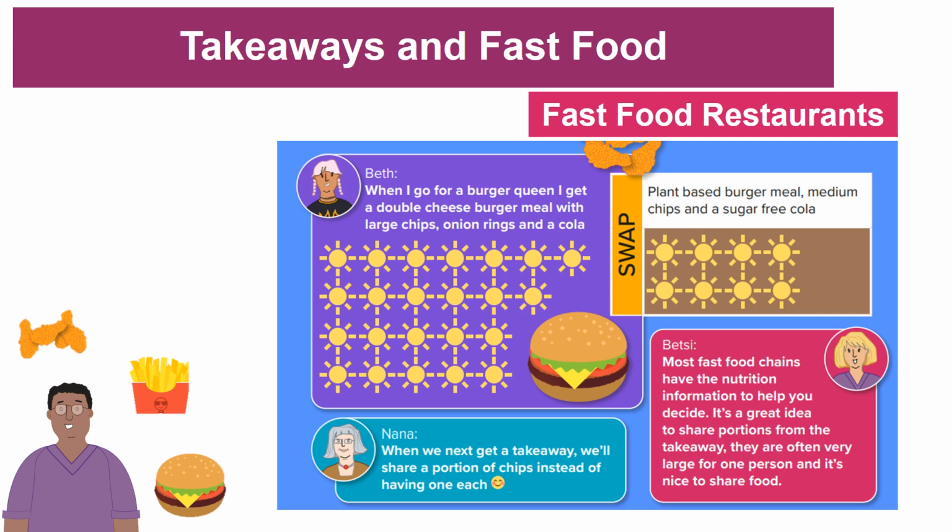Now let's have a look at what she could choose to get this down to 8 suns. So she could get a plant-based burger meal with medium chips and a Diet Coke. But other healthier alternatives could include 4-piece chicken nuggets or a single ham or cheeseburger.